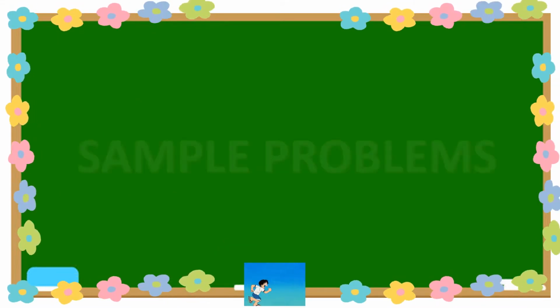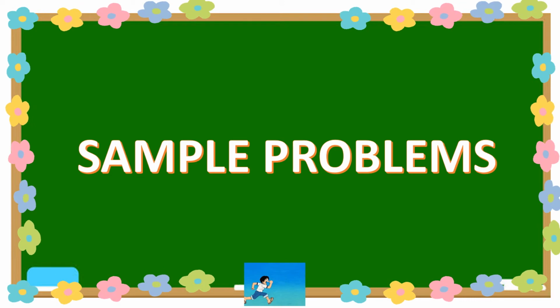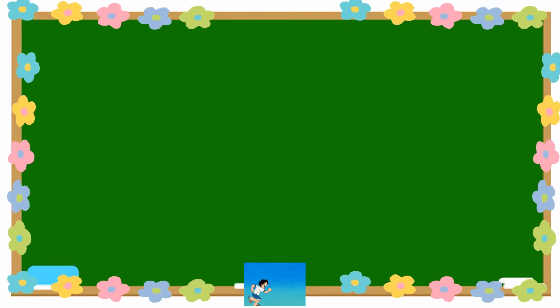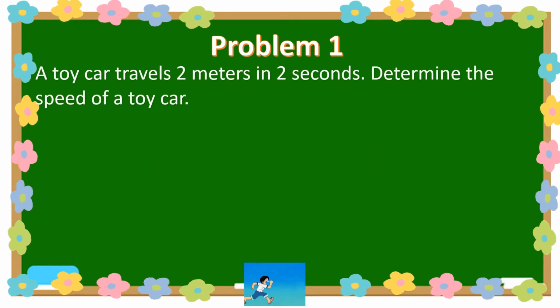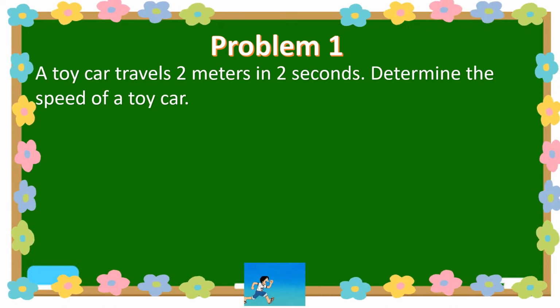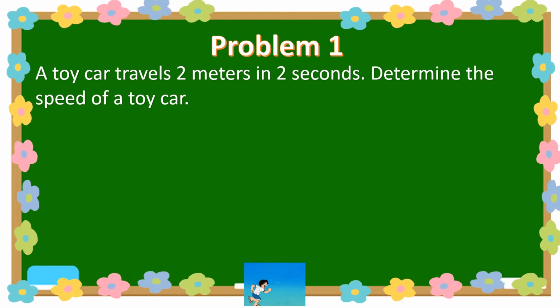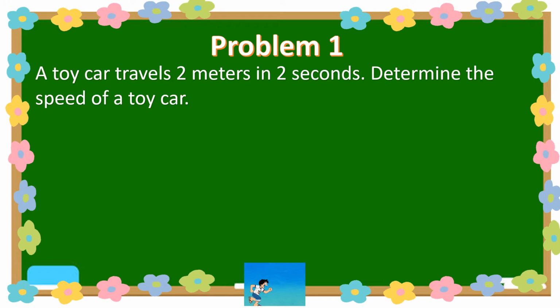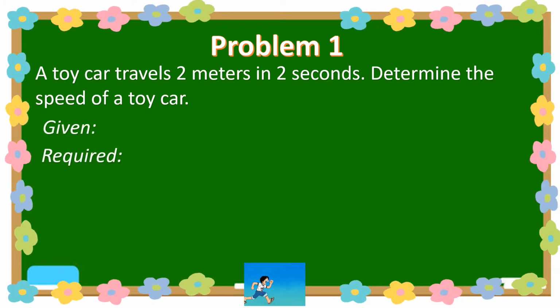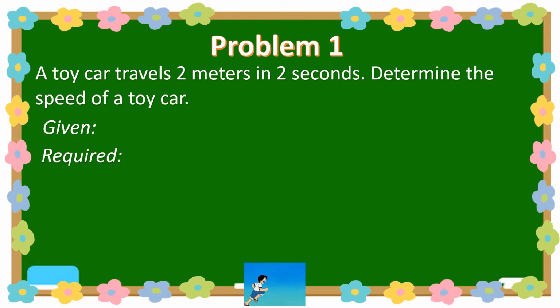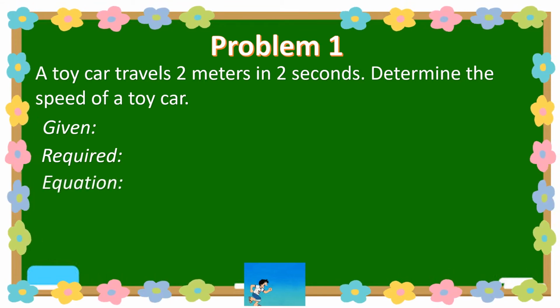Let us now proceed with the sample problems. Problem number 1. A toy car travels 2 meters in 2 seconds. Determine the speed of the toy car. In solving this problem, we're going to use the method called GRESA, wherein G stands for the given, R stands for the required or what is being asked, E stands for the equation or the formula, S stands for the solution, and A for the answer.